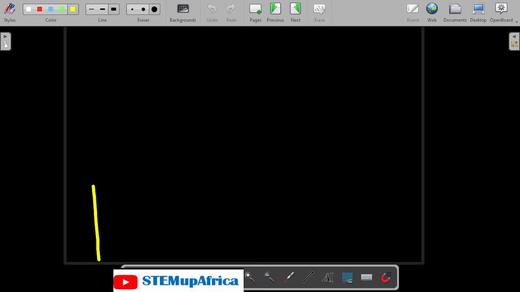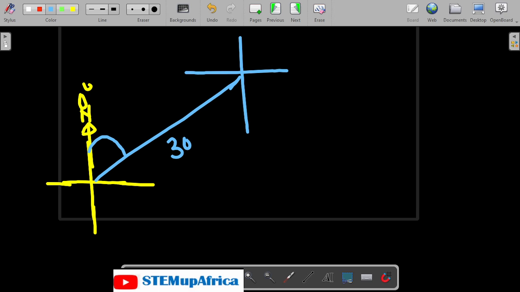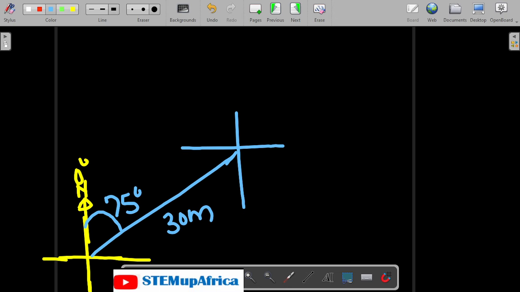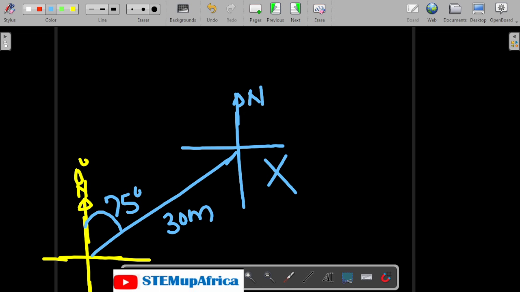So let's say we started from this point. Let's take it as point O. Here is the north. This is our 0 degrees. And we travel 30 meters in the direction of 075. So let's take from here to here as 75. It travels like this, here is now 30 meters, here is 75 degrees. Then, to a point X, here is now serving as my X. Here is 0 degrees.